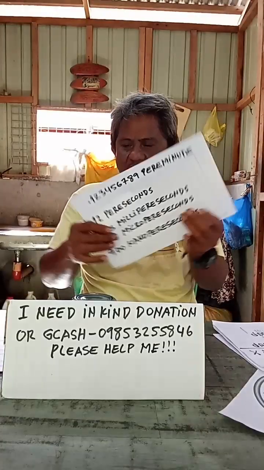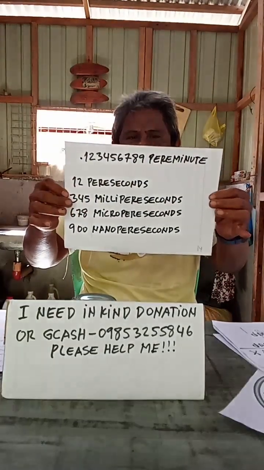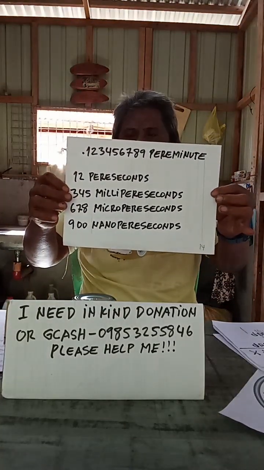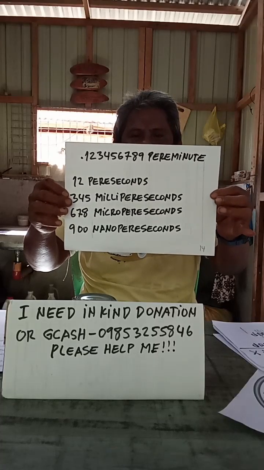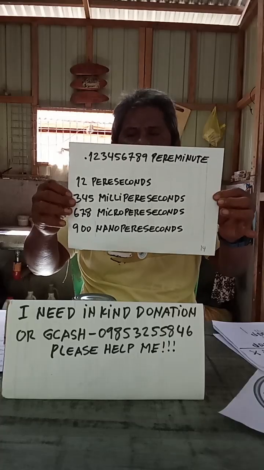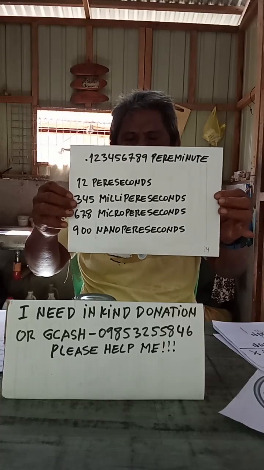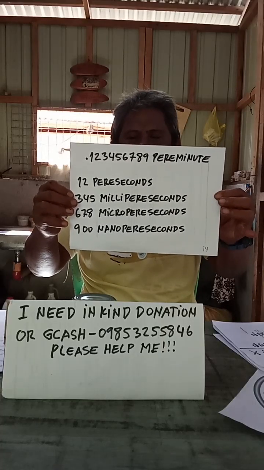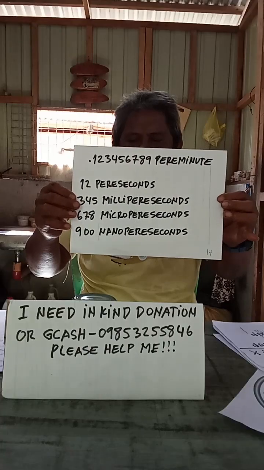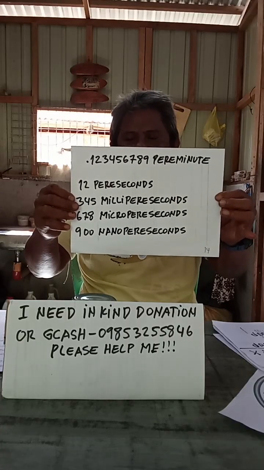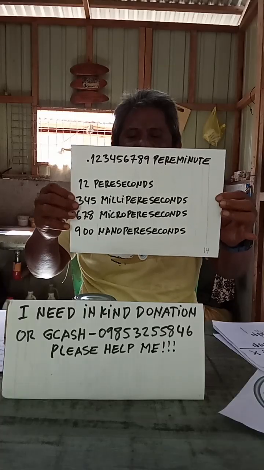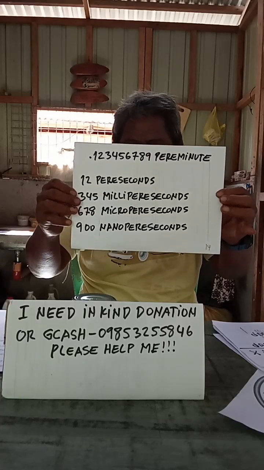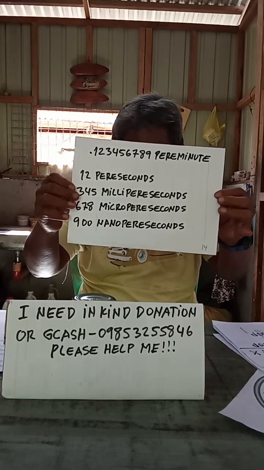So, the overall equivalent of decimal per minute 0.123456789 per minute is 12 per seconds, 345 milli per seconds, 678 micro per seconds, and 900 nano per seconds.